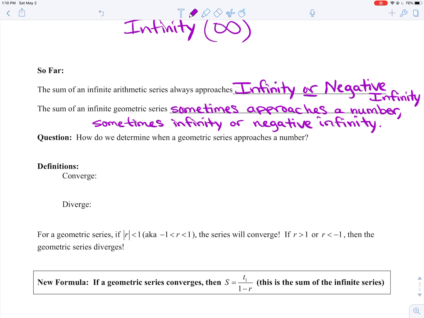Now, I'm sure you're wondering, how is there a way we can tell? So how do we determine when a geometric series approaches a number? We're going to be able to tell whether it's a series that's going to converge or a series that diverges. If we have a series that converges, that's when an infinite series approaches a number, it is said to converge to that number.